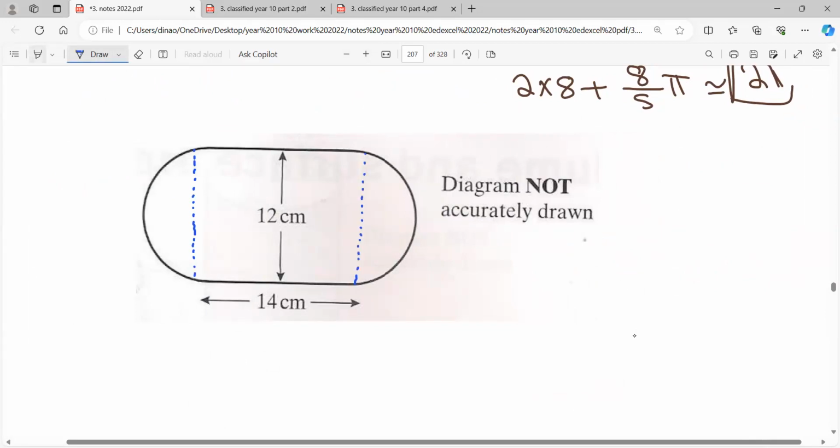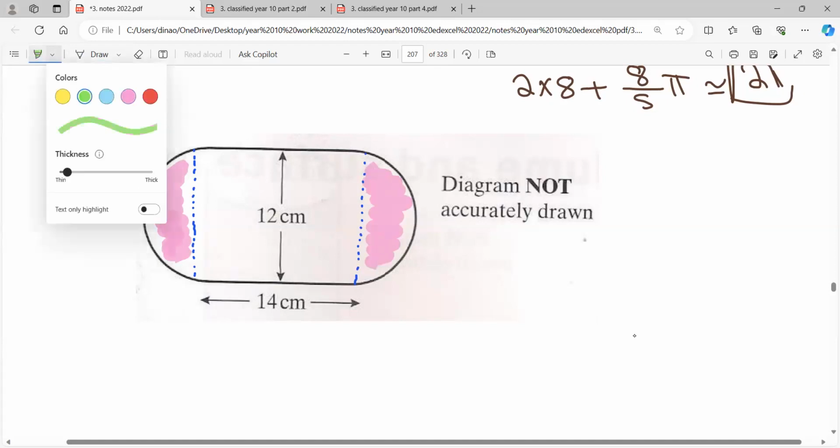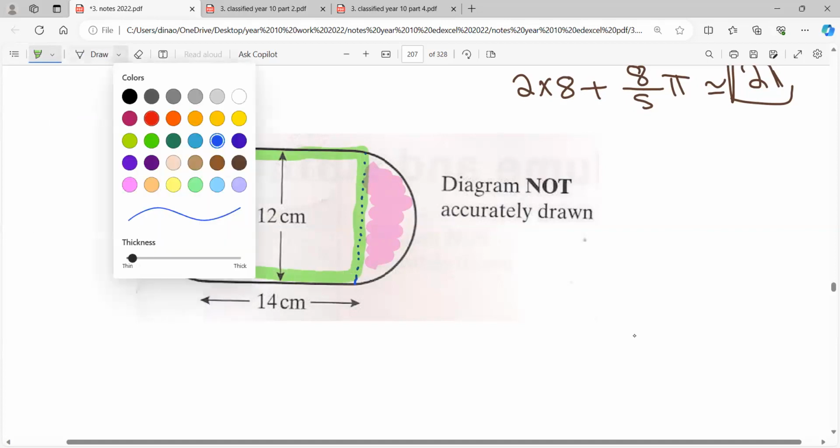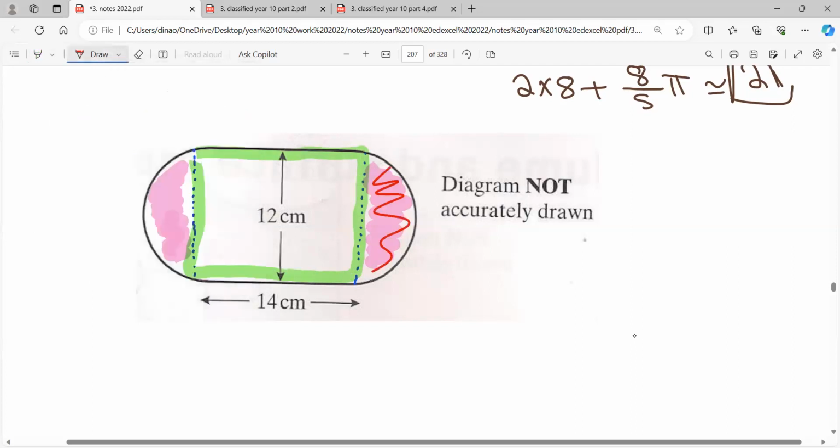Of course, the lovely students will tell me, "Miss, that's a semicircle." This part is a semicircle, this part as well is a semicircle, and this shape over here is a rectangle. In the exam, it usually says the shape is made out of such and such, so a lot of talk. So what do you think, guys? You think I can consider these two as one circle? Definitely. So the area of this shape is going to be one circle plus the rectangle.